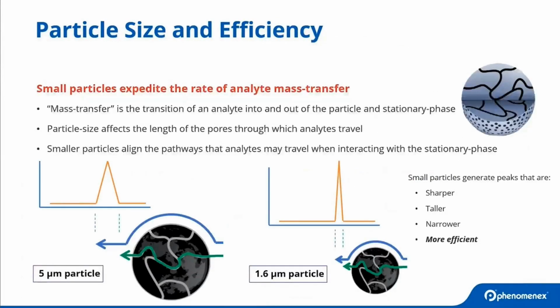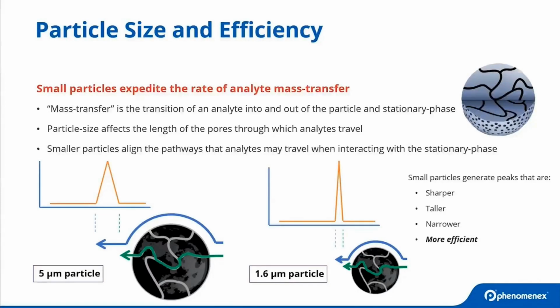And so now let's start diving into those details as to how particle size begets a certain level of peak efficiency, which is to say, why do smaller particles generate sharper peaks? We need to be mindful of the length of the pore pathways that bore their way through the particles. In short, the larger the particle, the longer the pore that bores its way through that particle.